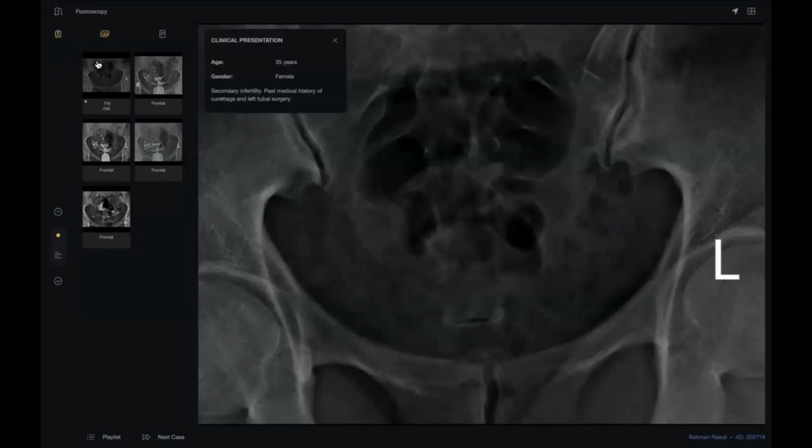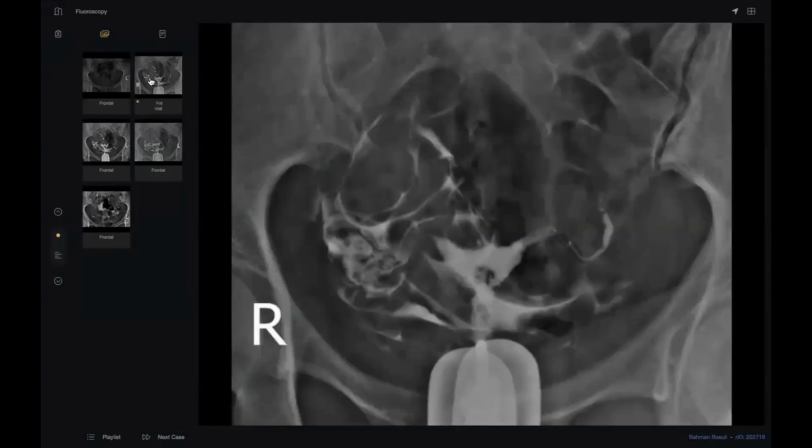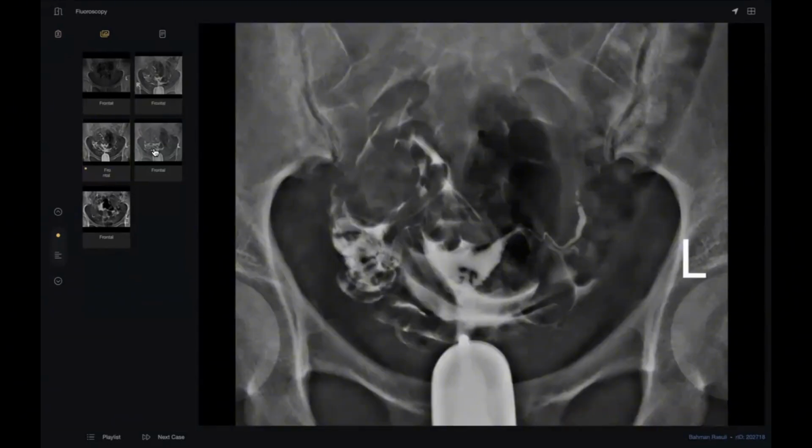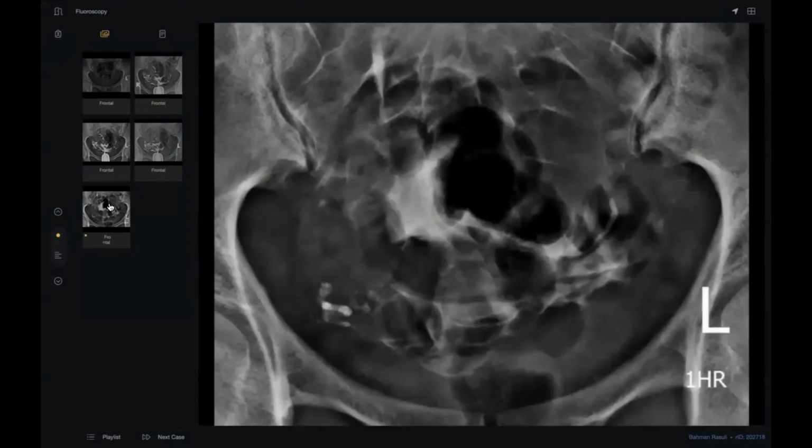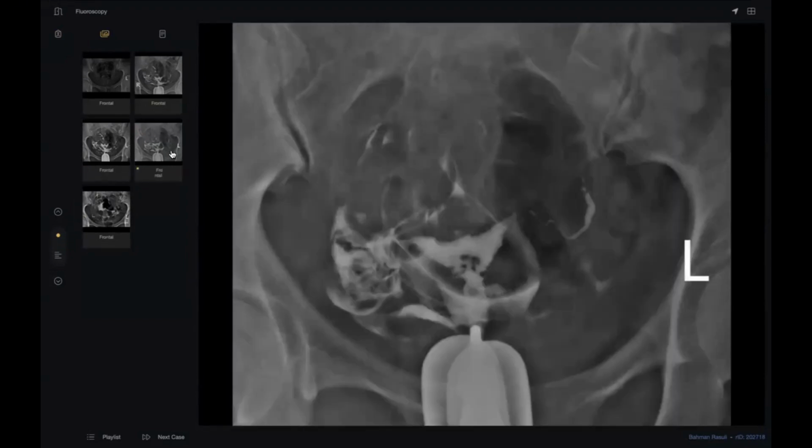This is a 35-year-old female patient presented with a history of infertility. Sir, I'm provided with a hysterosalpingogram. Contrast is seen to pass through the uterus, which is of normal size, and is also seen outlining the right as well as left fallopian tube.